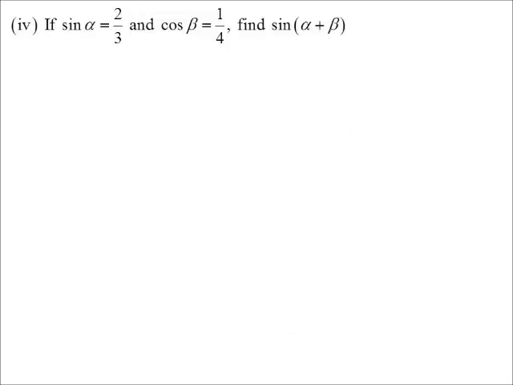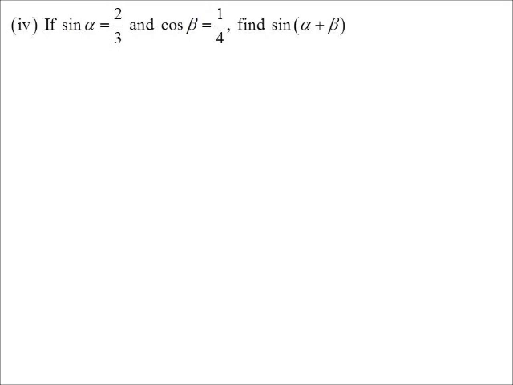Now, they're telling me sine alpha is 2/3, cosine of beta is 1/4. Find the sine of alpha plus beta. I suppose the temptation is to go to the calculator, work out what alpha is, then work out what beta is, add them together and go the sine of that. Problem is, you're dealing with approximations. Because if you go to your calculator for alpha, it's going to approximate. Same with beta, it'll approximate. How do we do it with exact ones?